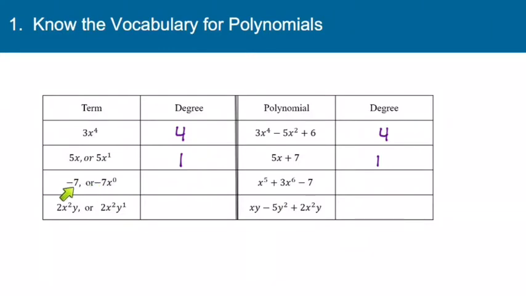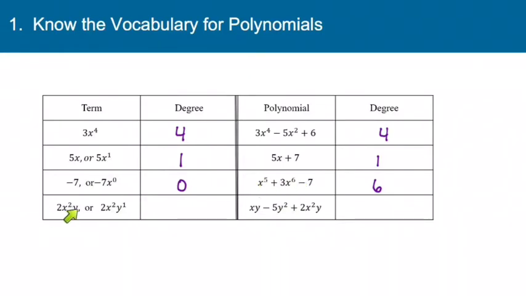Here we have a constant, negative 7. And that could also be written as negative 7 times x to the 0 because I'm sure you remember that x to the 0 is 1. So any constant can be written as that number times x to the 0. And so the degree of a constant is 0. And when we look at this polynomial, the degree of the terms in this polynomial is 5, 6, and 0. So the overall degree of this whole polynomial is 6. Remember, the degree of the polynomial is just the largest degree of any one term.